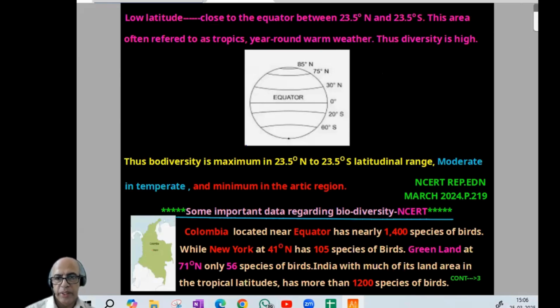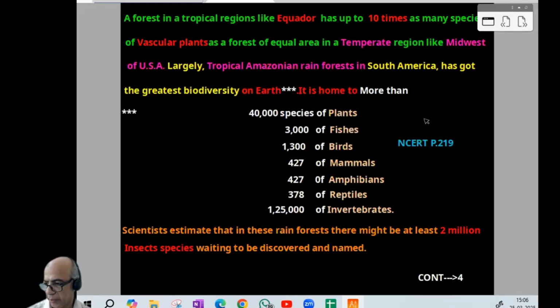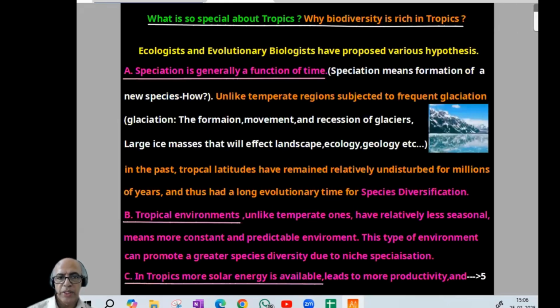Then low latitude, where it lies. Then biodiversity is maximum between 23.5 degrees north and 23.5 degrees south, moderate in temperate and minimum in the Arctic region. Then 8 or 9 important data points concerned with NCERT are a famous, usual question, and we may be asked the following type of question. Again, the last sentence, 2 million insect species waiting to be discovered, is also important. Then we entered into what is so special about the tropics, why biodiversity is rich in the tropics.